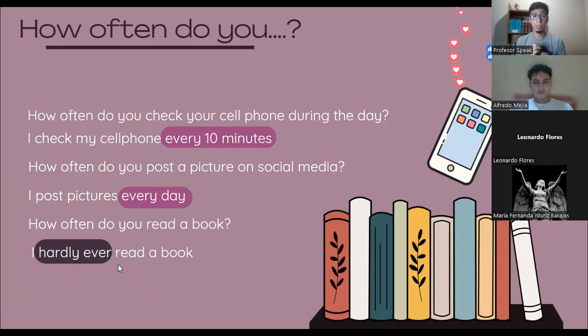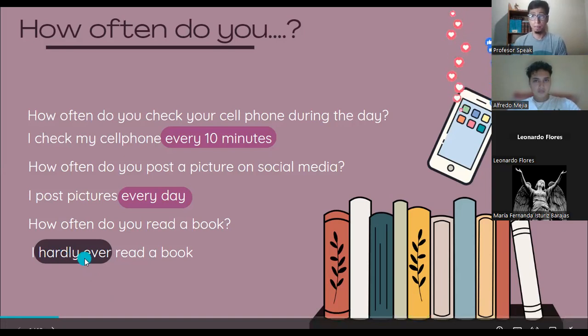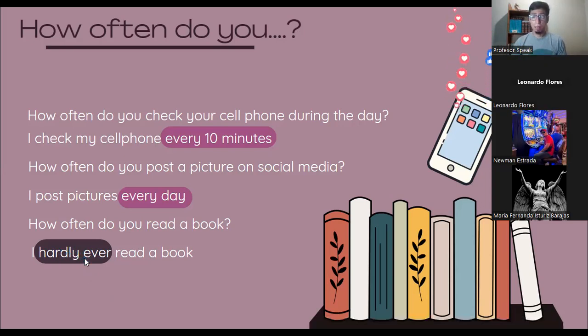Hardly ever means that you rarely do something. Rarely do something, exactly. All right. So hardly ever is a frequency adverb. Can you mention some other frequency adverbs to replace hardly ever here? Seldom. Rarely. Seldom, rarely. Occasionally, usually, eventually. Eventually, yes.